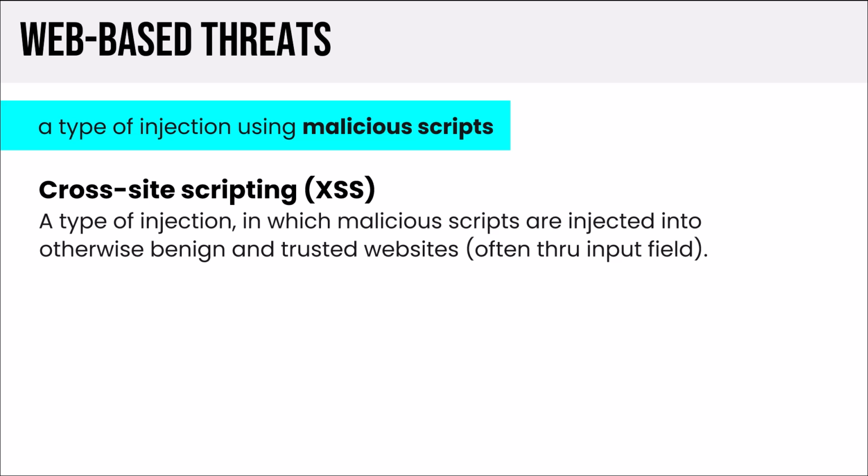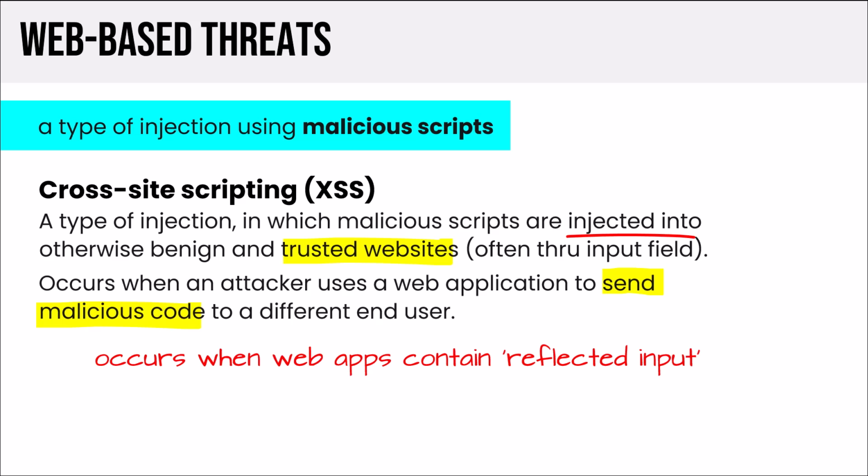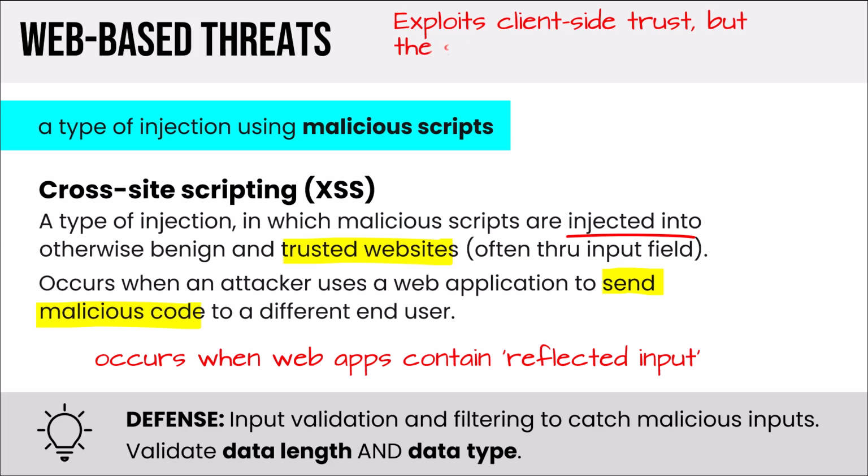It's a type of injection in which malicious scripts are injected into an otherwise benign and trusted website, often through an input field. It occurs when an attacker uses a web application to send malicious code to a different end user. It occurs when web apps contain what's called reflected input. As with SQL injection, a good defense is input validation and filtering to catch malicious scripts, and validating data length and data type. Now, the cross-site scripting attack exploits client-side trust, but the server plays a role as well.